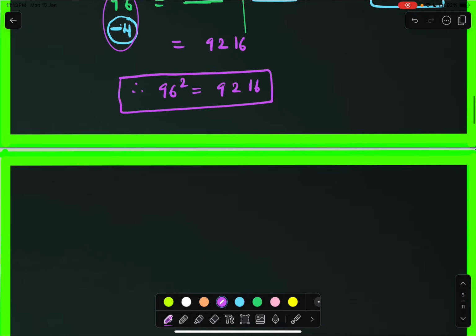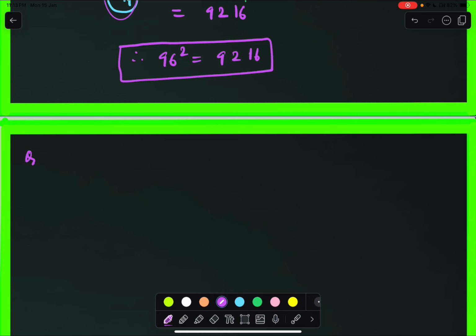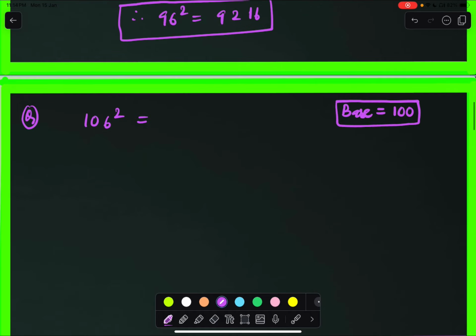Now I'm using this technique again. I want the 106 square value. Your base is what? Now I'm looking at this base technique. The base value here is 100. Your numbers are very close to 100. The 106 value is 6 more than 100, so I write plus 6. So your square contains two parts, first part and second part, the leftmost part and rightmost part.